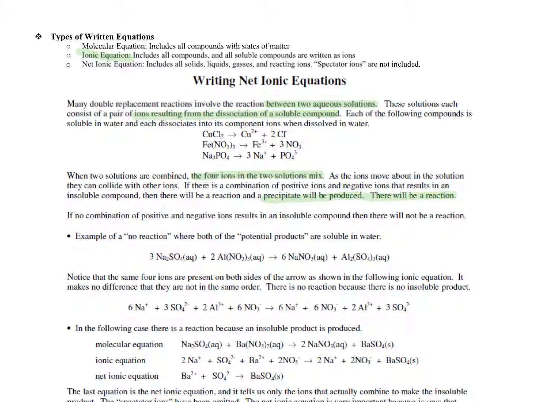So if no combination of positive and negative ions results in an insoluble compound, there is no reaction. Nothing new is produced. It's just a mixture. You mixed all these ions together. Notice that the same 4 ions are present on both sides of the arrow. If I have this soluble compound forming this, all of the ions are the same on both sides. So no reaction occurred.